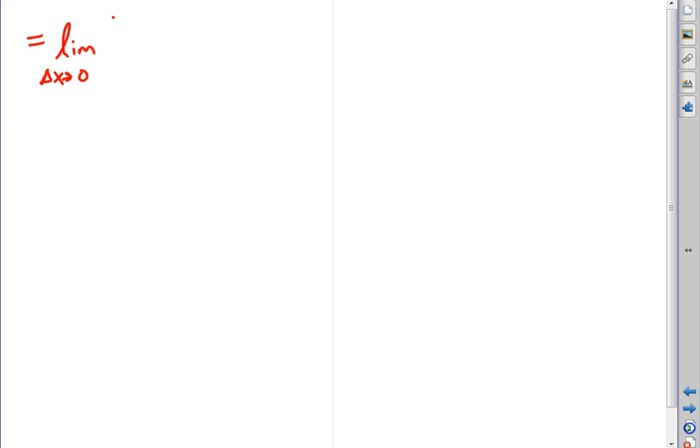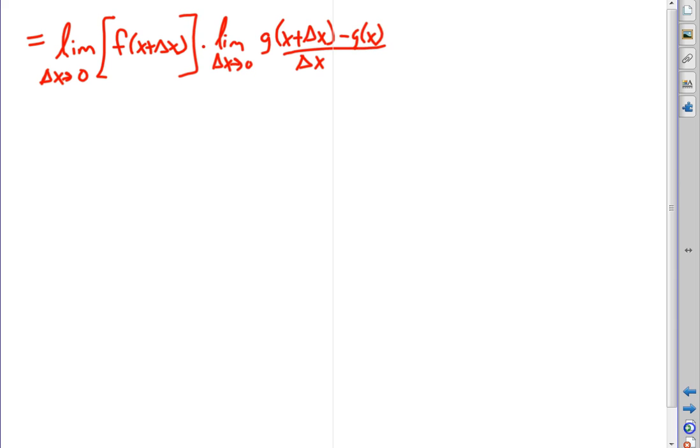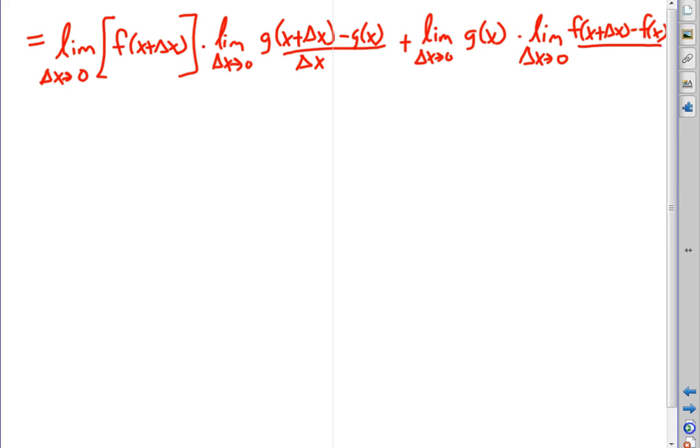So distributing the limit, we have the limit as delta x approaches 0 of f of x plus delta x, times the limit as delta x approaches 0 of g of x plus delta x minus g of x all over delta x. That should look sort of familiar. Plus the limit as delta x approaches 0 of just g of x, times the limit as delta x approaches 0 of f of x plus delta x minus f of x all over delta x. Once again, that last item also should appear very familiar.